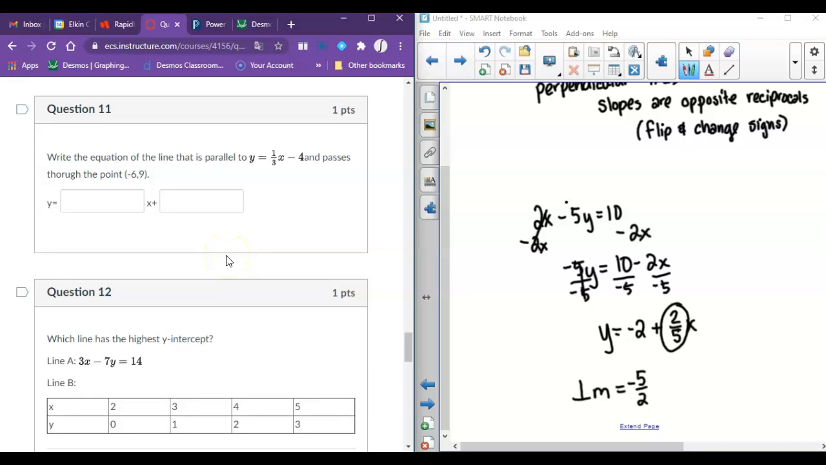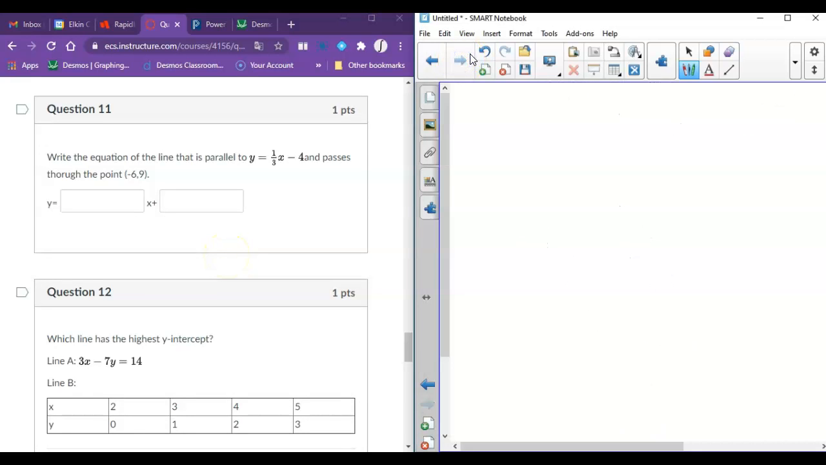Okay. For 11, we've got to write the equation of a line that is parallel to y equals 1/3 x minus 4 and passes through the point negative 6, 9. So we know that the equation is parallel to y equals 1/3 x minus 4, which means it has the same slope, and the slope of this line is 1/3. So we know we're starting off with y equals 1/3 x plus b. And like we did on that question a few minutes ago, we want to find that b, that y-intercept.